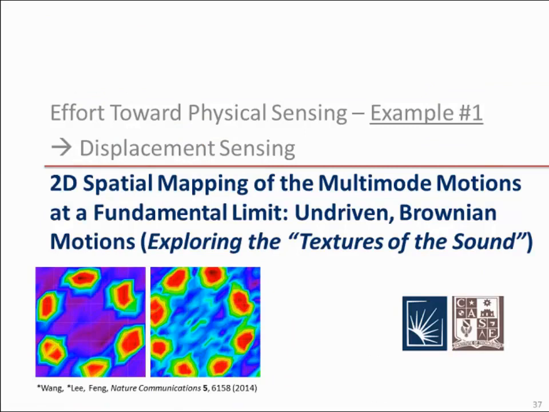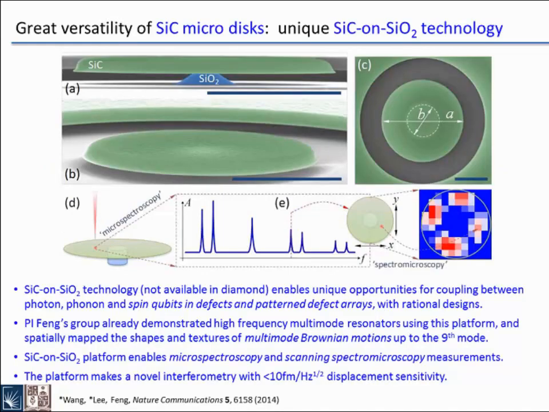of how we use this platform to do physical sensing or translation between different physical quantity domains. The first one is displacement sensing. So we first take a 2D resonator that's not on atomic layer, but on a silicon carbide mechanical resonator. So we build something we call microspectroscopy.